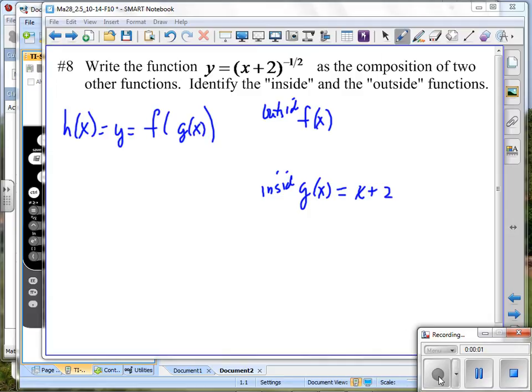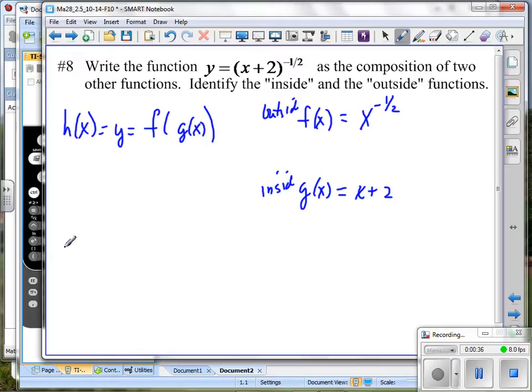What's the first order of operations here? What's the first thing I would do? Well, the first thing I would do is take care of what's inside the parentheses, x plus 2. So x plus 2 is my inside function. Once I knew what that value was, it's 3, what would I do with that? I would take the result of this and raise it to the negative 1/2 power. So my outside function is x to the negative 1/2 power.